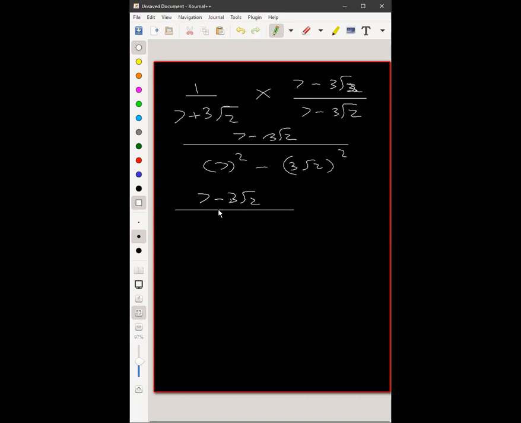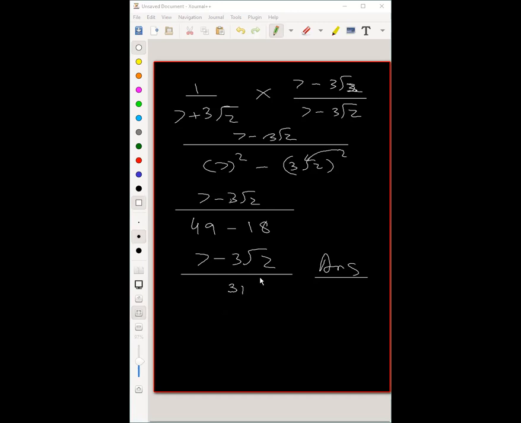7 minus 3 root 2 upon 49 minus 3 square, that is 9. Oh sorry, 18, because 3 square is 9, and 9 into root 2 square gives us 2, so 9 twos are 18. So that is 7 minus 3 root 2 upon 49 minus 18. What is 49 minus 18? 31, right? So that's the final answer. Okay.